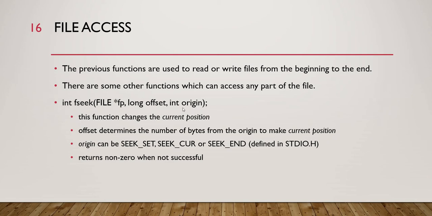And the last parameter is origin, which indicates where we start from: the beginning or the end of the file, or any specific position. Okay, so this function changes the current position of the file pointer. If you can remember, the file pointer contains three pieces of information, one of which was the current position of the file. That means where the file pointer is currently pointing in the file. So the offset determines the number of bytes from the origin to make the current position, and the origin can be of three types. One is SEEK_SET, the other is SEEK_CUR, and the other one is SEEK_END.